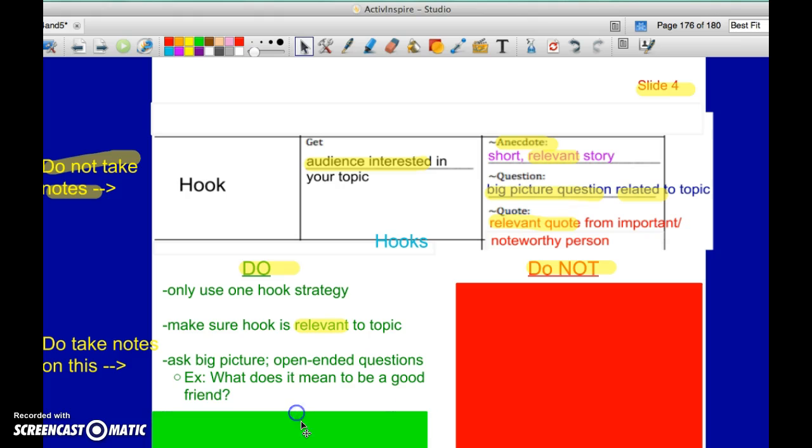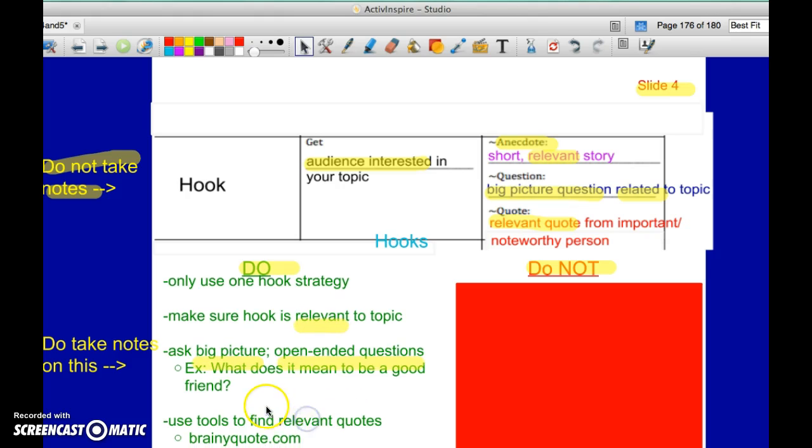Do, if you're going to use the question strategy, make sure it's what's called a big picture or open-ended question. For example, this idea of what does it mean to be a good friend if your topic was about friendship? Many people could have different answers to that question. It's not just a yes or no or just a fact-based question. And last, do use tools to find relevant quotes. You can use a website called brainyquote.com as a way to help you find quotes that relate to the topic of your essay.